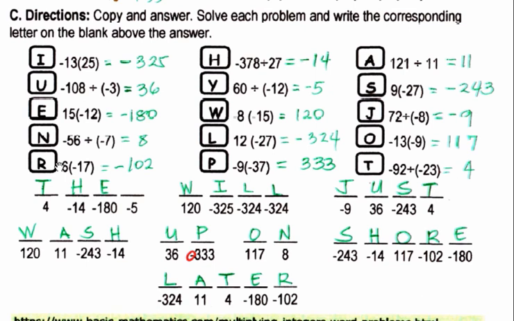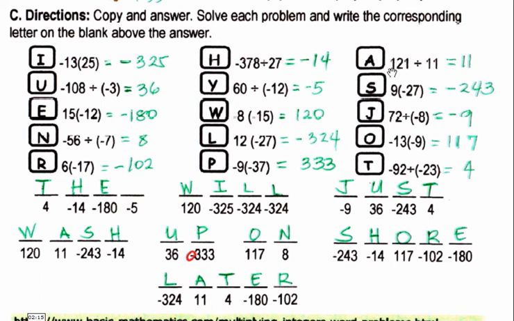For letter R, 6 times negative 17, that is negative 102. For letter H, negative 378 divided by 27, that's negative 14. For Y, 60 divided by negative 12, it's negative 5. W, we have 8 times 15, we have 120. For letter L, 12 times negative 27, that's negative 324. And for letter P, negative 9 times negative 37 is equal to positive 333.